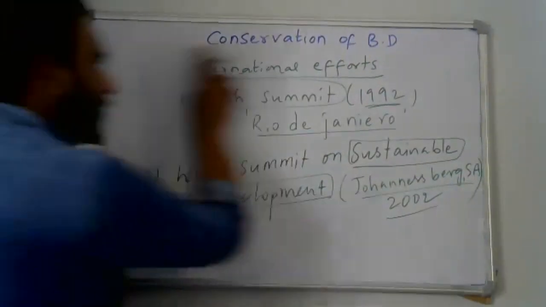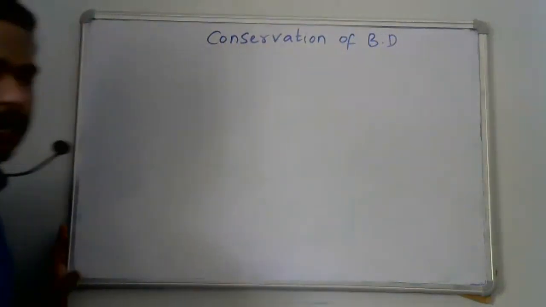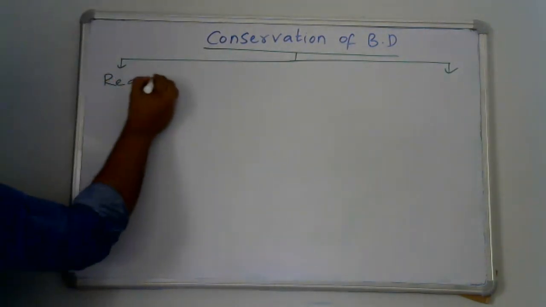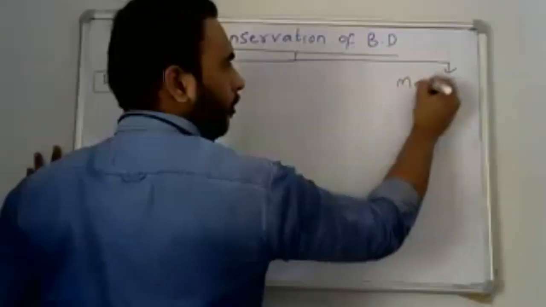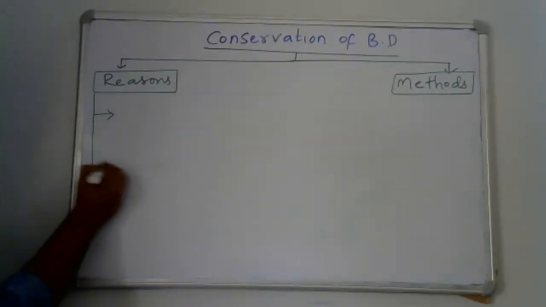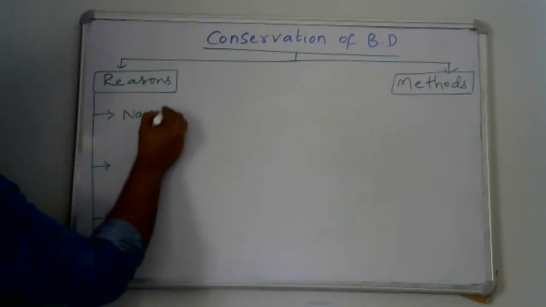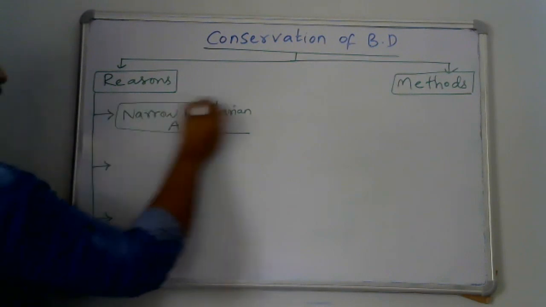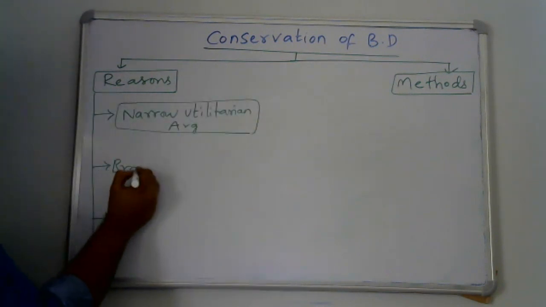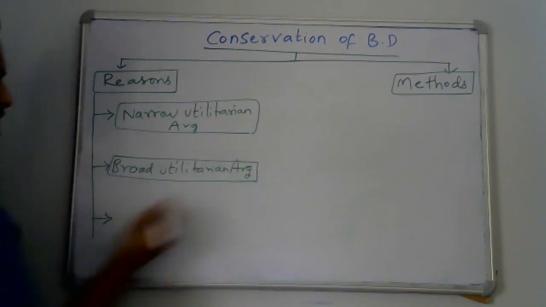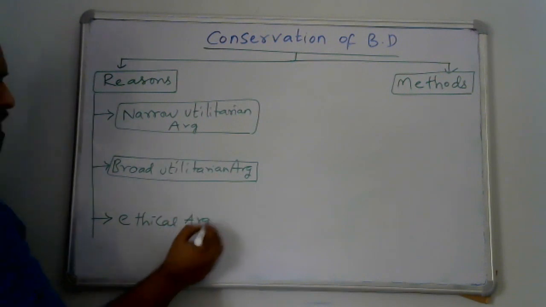Okay, so today's topic I'll summarize. Today's topics: conservation of biodiversity, reasons, methods. Reasons: three types. Narrow utilitarian arguments, broad utilitarian arguments, and the third one, ethical arguments.